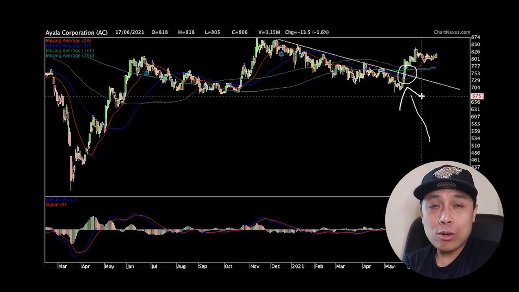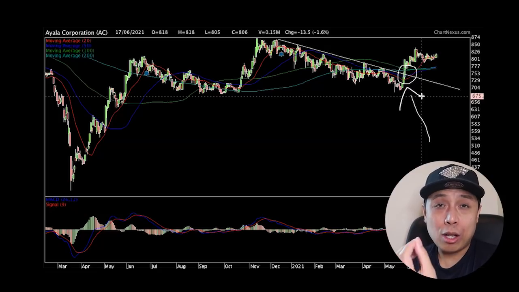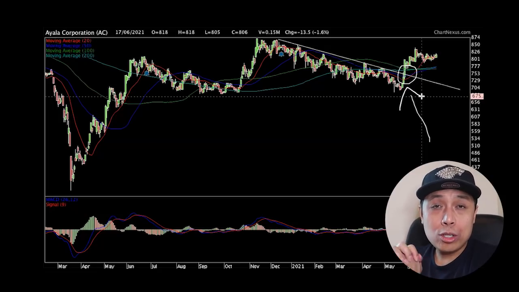As you can see also, you don't have to buy it at the exact bottom. You don't have to buy it at the lowest point, but all you need to do is to follow your plan.